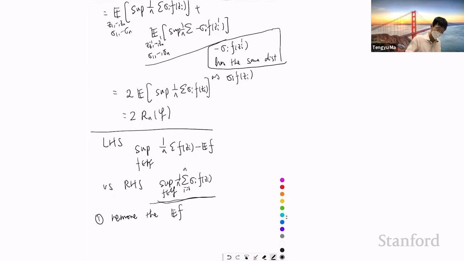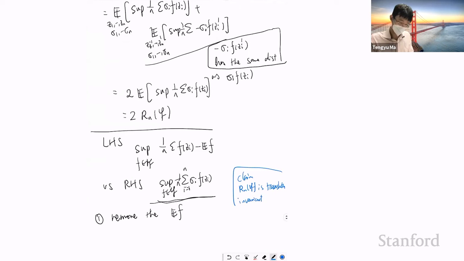So maybe let me just claim the right-hand side is translation invariant. Or maybe the Rademacher complexity. I'm going to claim that, prove this in a moment. Let me see whether I plan to do this in today's lecture. I think I didn't plan to do it today's lecture, but this is a claim. So in some sense, you remove the translation invariant part, you remove the EF, right? So which is useful in many cases.